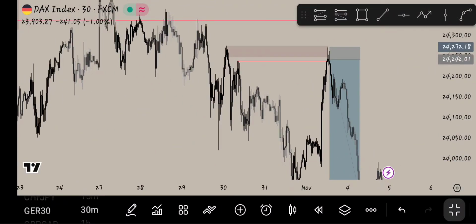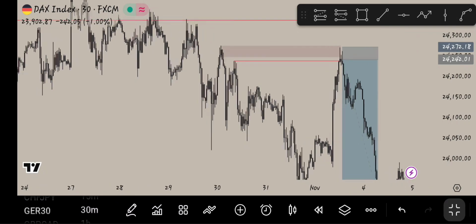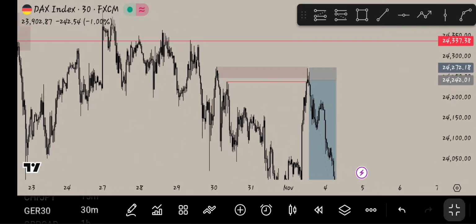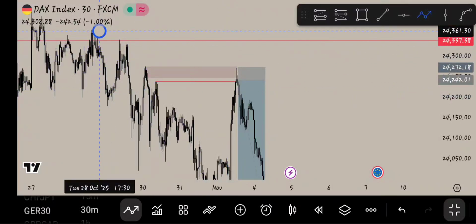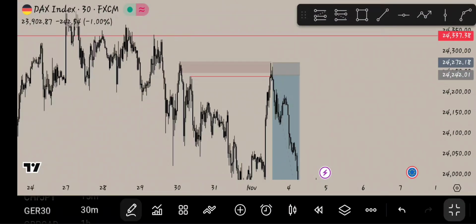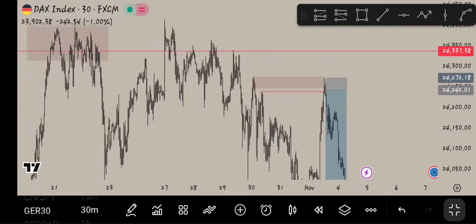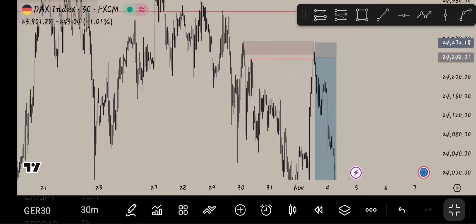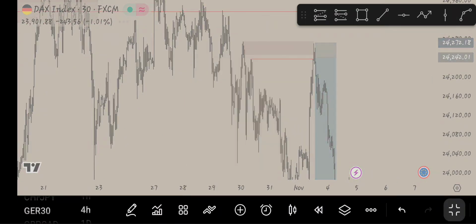But coming to this day, actually this trade was yesterday. This trade was taken yesterday. So coming to yesterday, I saw that we were forming this market structure to the downside. So then what I did next was that, to be sure the market is actually ready to sell, I went to 4 hour.